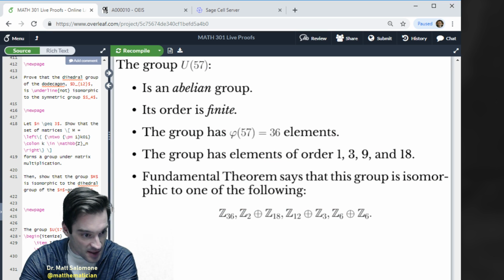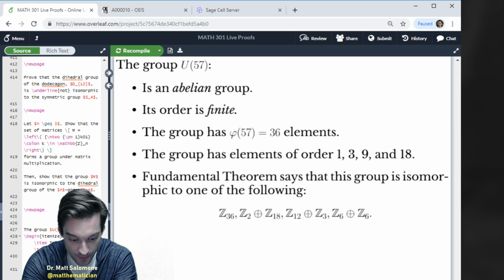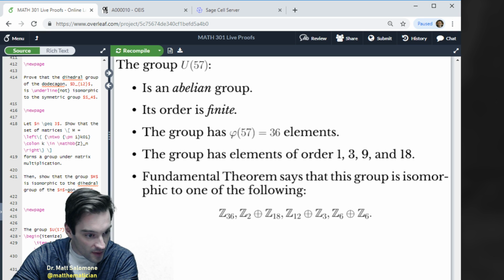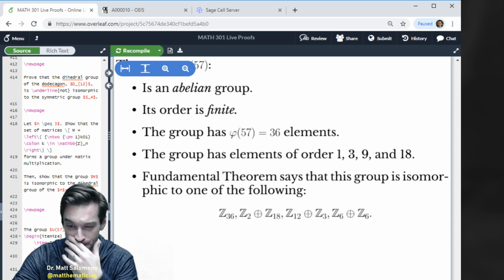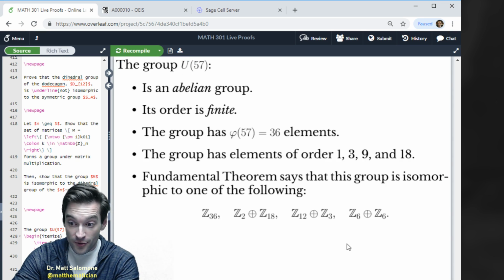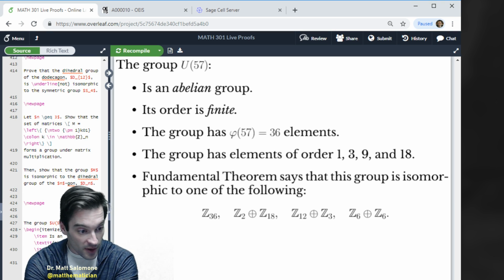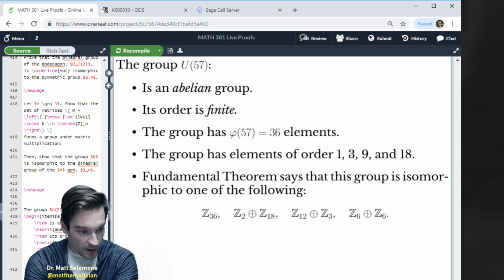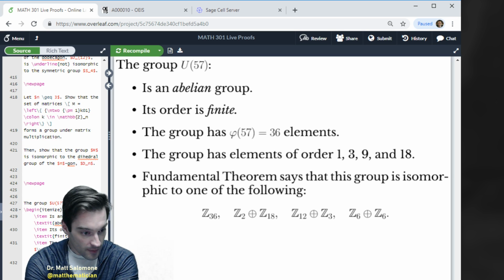Let me create some spacing there just so that's easier to read. Copy that, paste, compile. There we go. So the fundamental theorem says that these are the 4 possibilities. But since only 2 of these possibilities had an element of order 18, since we know that U57 has an element of order 18, there are now only 2 possibilities.